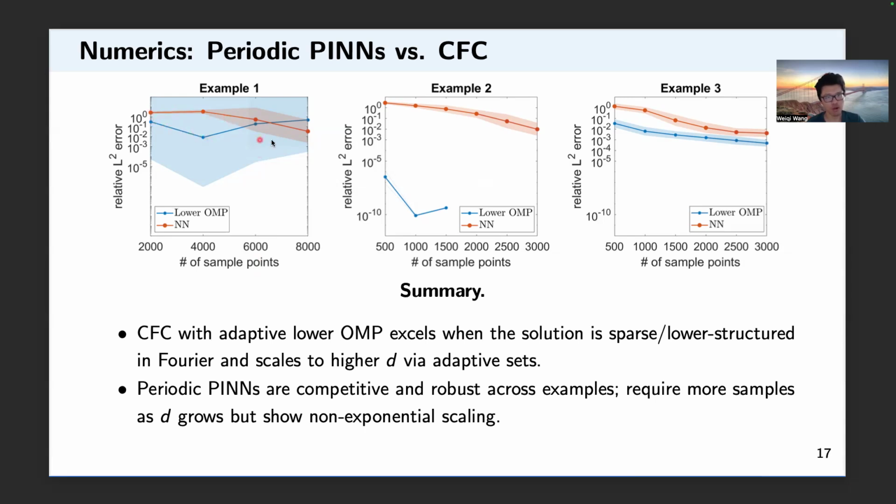The compressive Fourier collocation has worse performance compared to PINNs. However, PINNs are more robust when the structure is unclear, and they still converge for all of these examples, and the computational cost scales mildly with respect to dimensionality. Okay, so this is the summary here. I will end with the open problems.